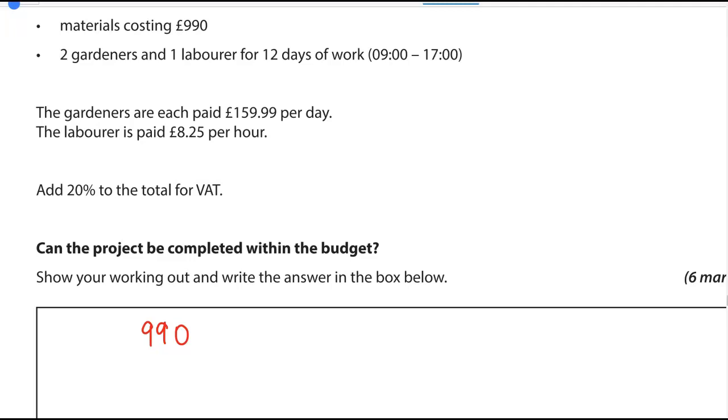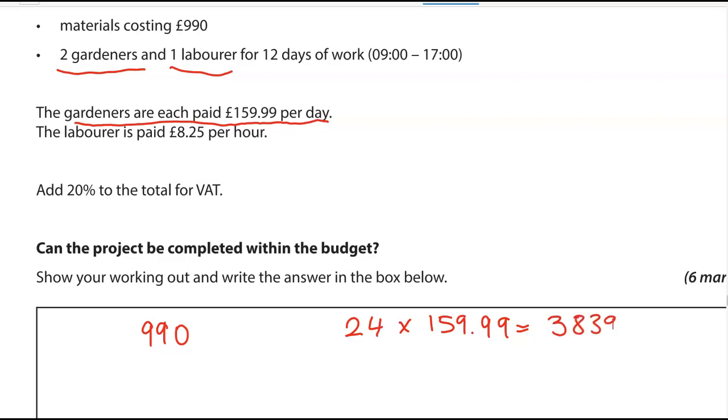Then we've got 2 gardeners and 1 labourer for 12 days of work. So the gardeners are each paid £159.99. So 1 gardener 12 days, 2 gardeners, that is 24 days in total of work. So we'll do 24 times 159.99, which is 3,839.76.